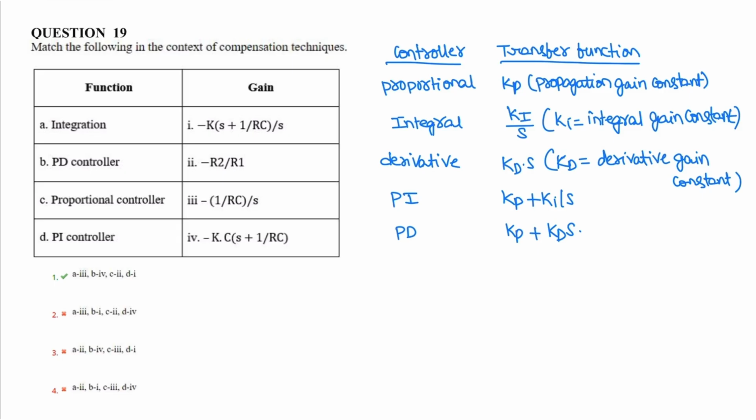For the proportional controller, its value is minus R2 by R1, the proportional gain constant. For the integral controller, its value is minus 1 by RC into 1 by S, Ki by S. And the proportional derivative controller is given as Kc into (S plus 1 by Rc). For B, it is 4. And the proportional integral controller is Kp plus Ki by S. The correct option is this one.